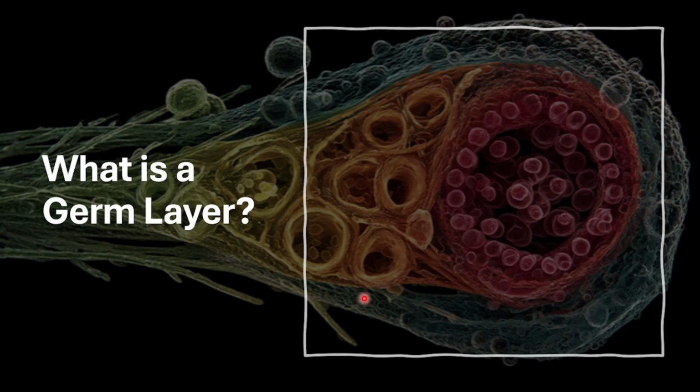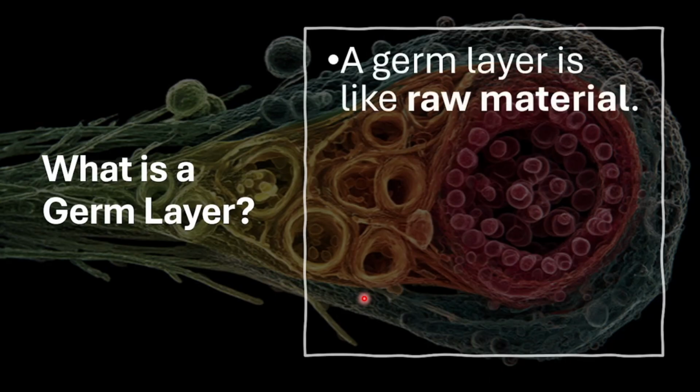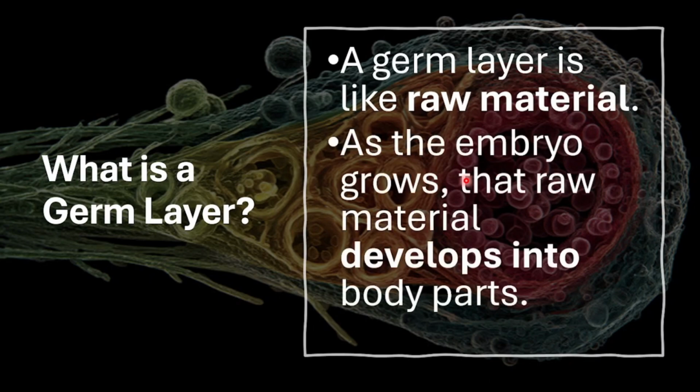Let's first start off by answering the question of what is a germ layer? We're going to be looking at various germ layers in this video. Well, a germ layer is a raw material. As the embryo grows, that raw material develops into body parts. So when you hear the word germ layer, think about it as raw material that is eventually going to grow and develop into certain body parts.